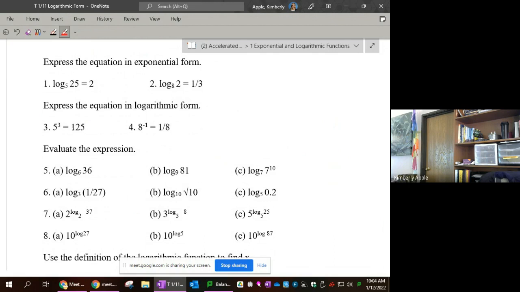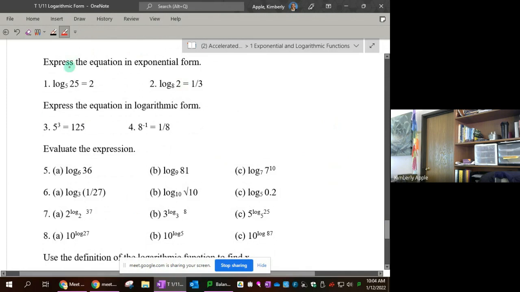It's no big deal. Okay, so this wants me to express the equation in exponential form. And if you remember, log base b of x equals y, and b to the y equals x. This is the definition of the logarithm in general. That's just moving back and forth between exponential and log.